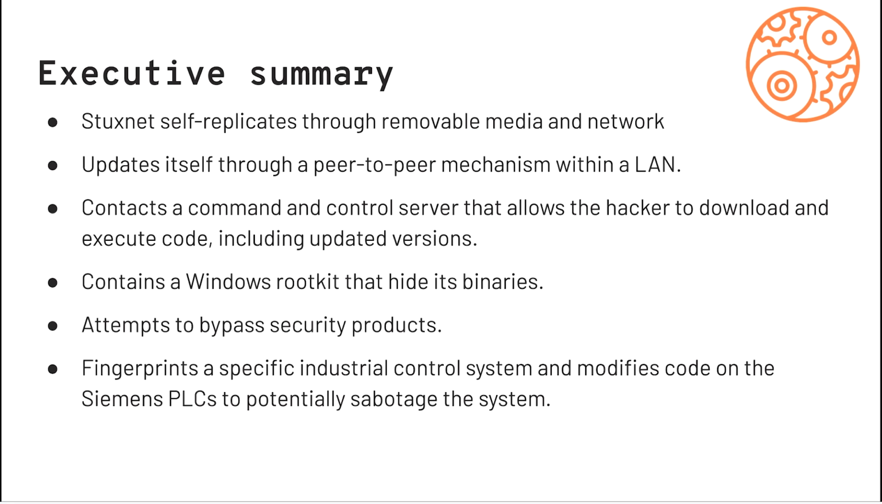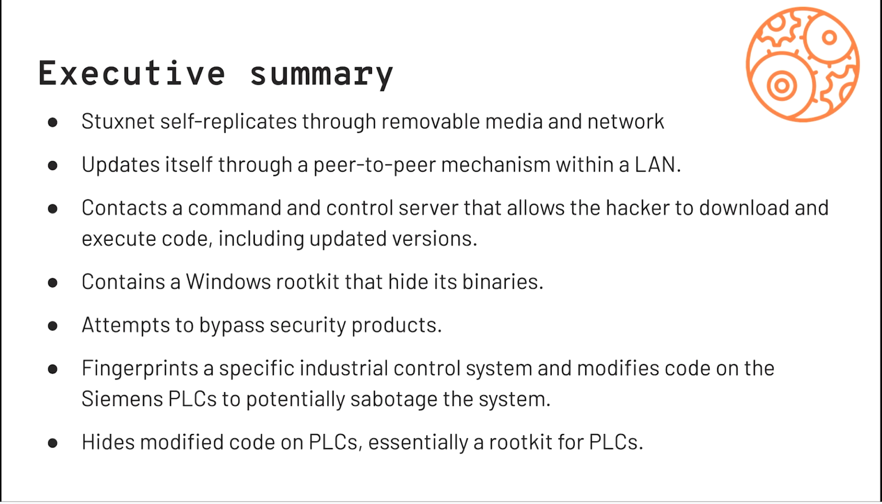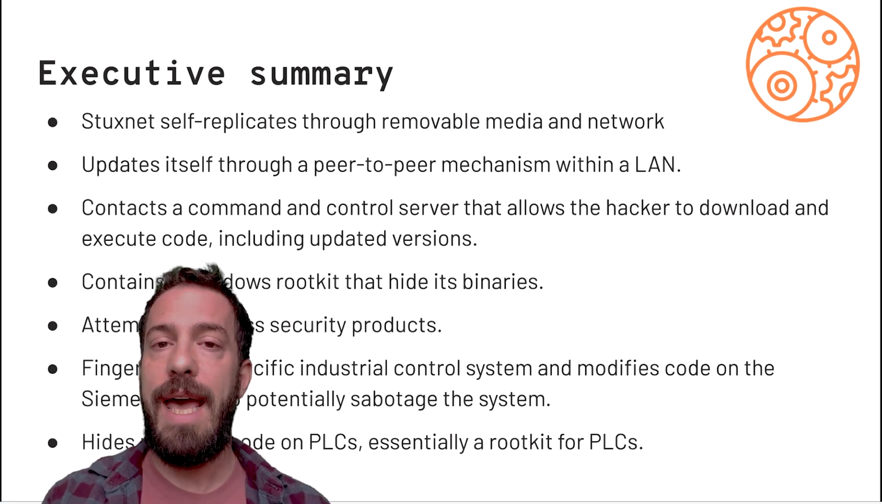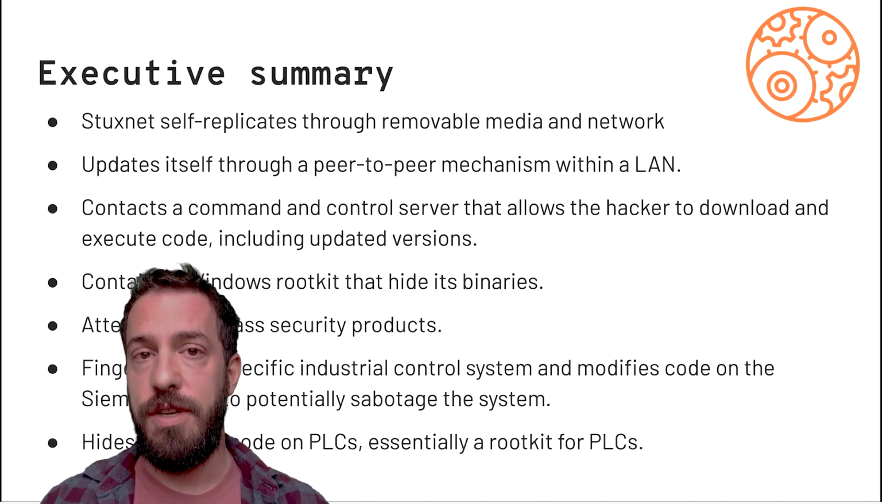It fingerprinted the specific industrial control system in terms of the type of centrifuges used and in terms of the number of them. So it was looking for very specific information in order to deliver the attack and potentially sabotage the system. And besides being a rootkit for Windows, it was also a rootkit for PLCs. So the operator was not able to see the payload that Stuxnet was sending to the centrifuges.